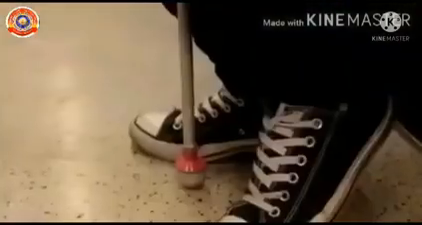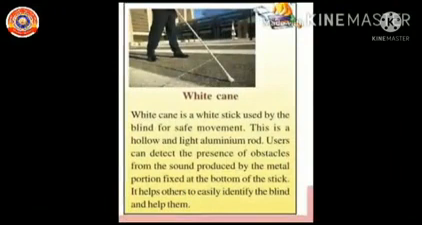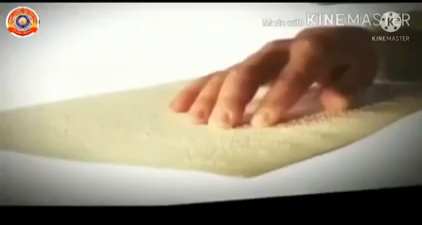Students, have you ever seen a blind person using a white cane? A white cane is a white stick used by the blind for safe movement. This is a hollow and light aluminum rod. Users can detect the presence of obstacles from the sound produced by the metal portion fixed at the bottom of the stick. It helps others to easily identify the blind and help them.